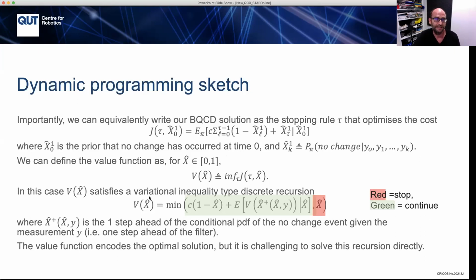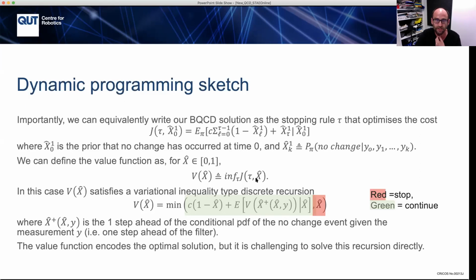And it turns out that this value function satisfies this discrete recursion. And I've called it a variational inequality. It's probably stealing words inappropriately, because that's what the object is called in a continuous time setting. But I think of it as a similar sort of object, and that's why I'm calling it a variational inequality. And so the way this works is, you can either select the red or the green, and you choose the one which minimises this.